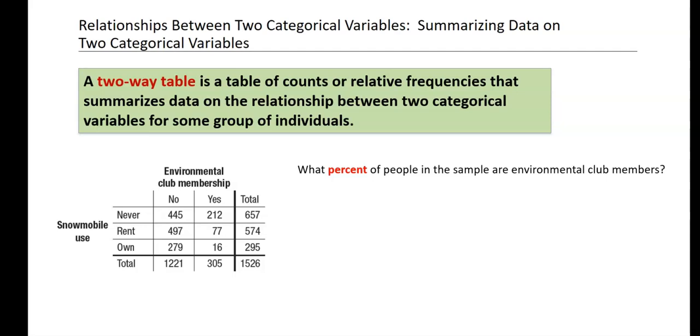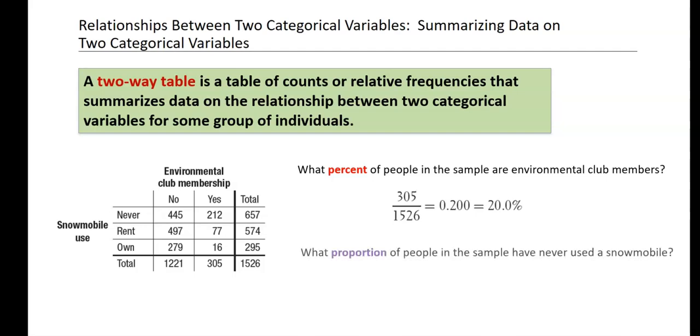It's kind of like probability. What's the numerator going to be? We want all the environmental club members. How many environmental club members are there? Yes, there are 305. So your fraction would be 305 divided by 1526, which is 0.2. Because they asked for percent, I would probably write it like 20%.